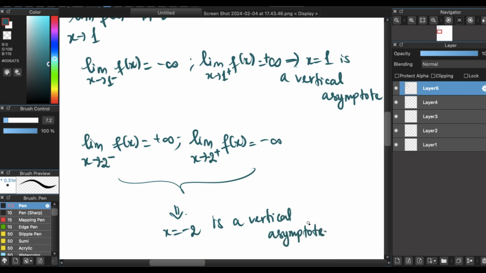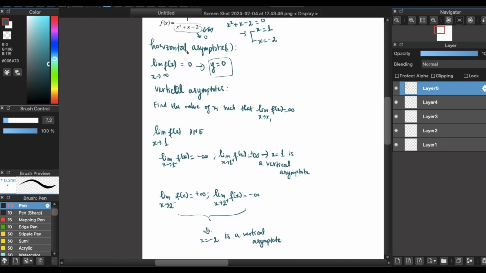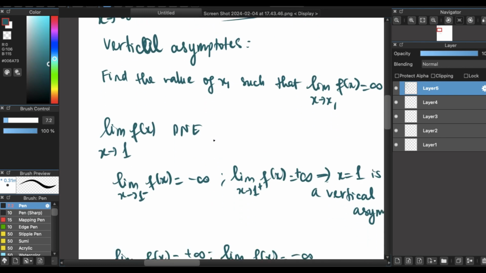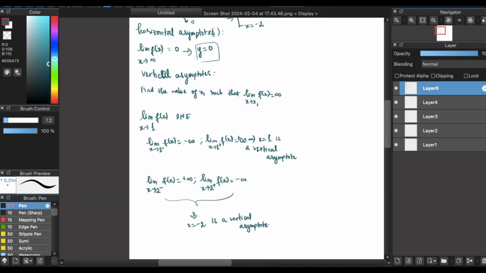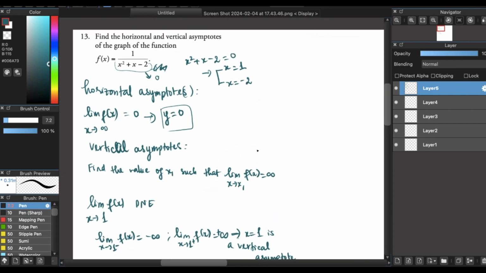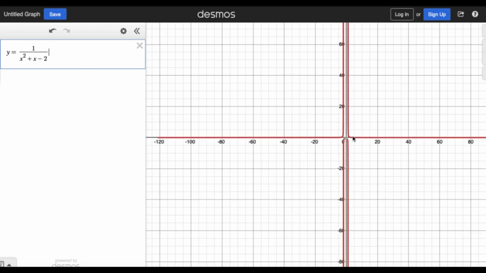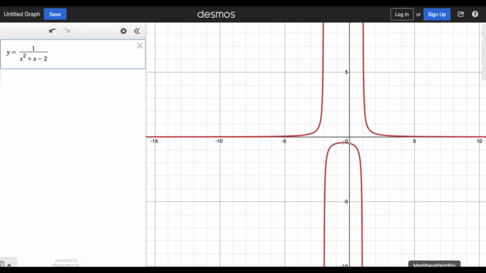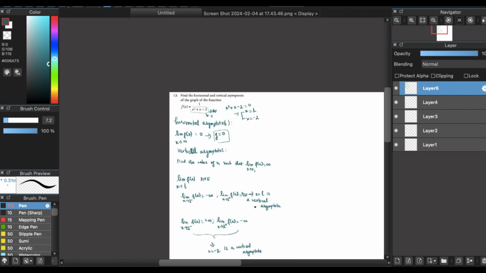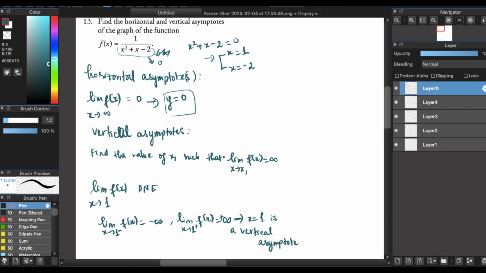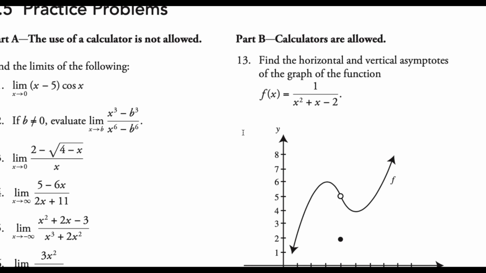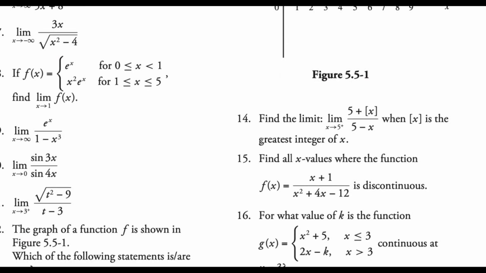So you can see here we have 3 asymptotes, 1 horizontal and 2 vertical. Okay, this is how you do it, and our graph is going to look like this. Yay. And see 2 vertical here and 1 horizontal. Ooh, scary. Okay. So that's it for question number 13, and we're going to move on to question number 14.